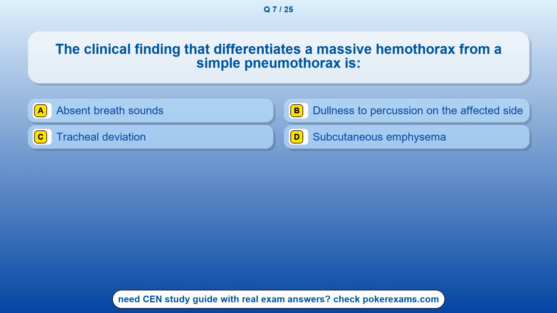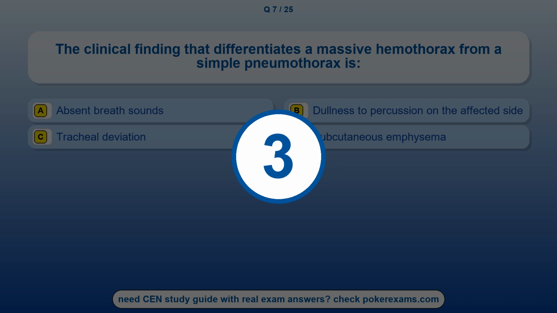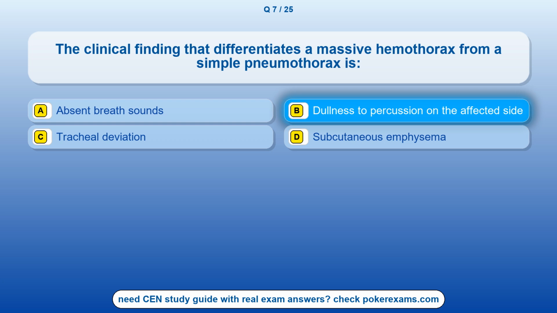Question 7. The clinical finding that differentiates a massive hemothorax from a simple pneumothorax is: Option A, absent breath sounds. Option B, dullness to percussion on the affected side. Option C, tracheal deviation. Option D, subcutaneous emphysema. The correct answer is option B, dullness to percussion on the affected side.